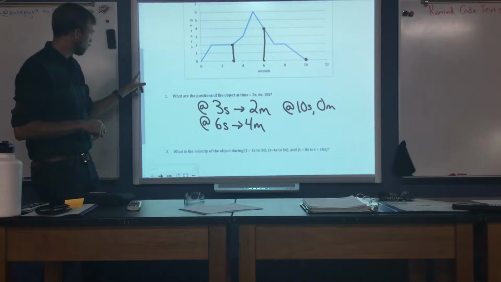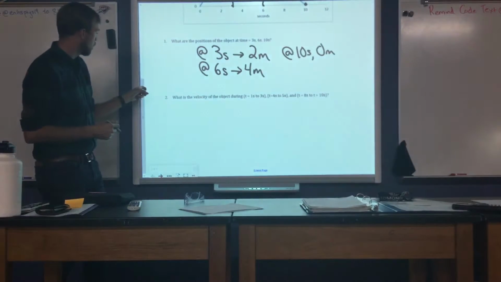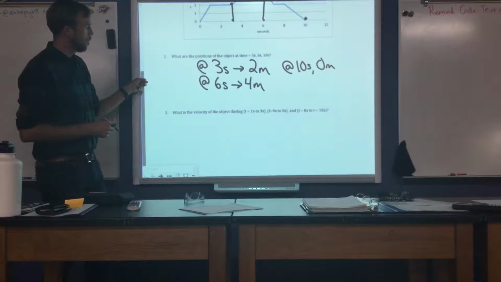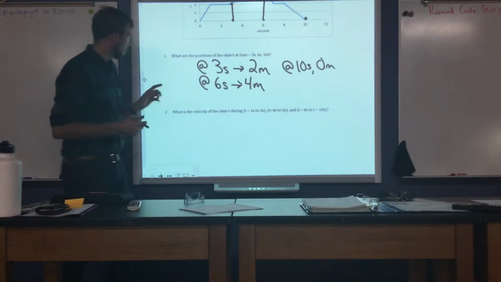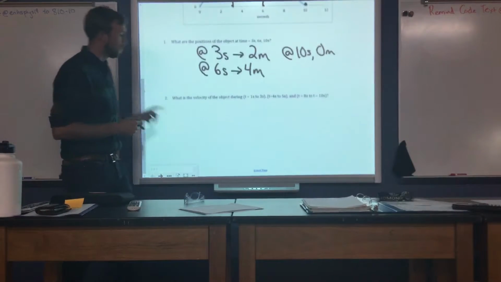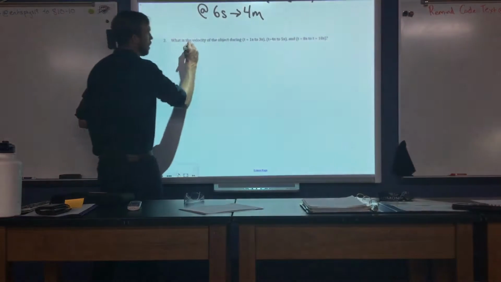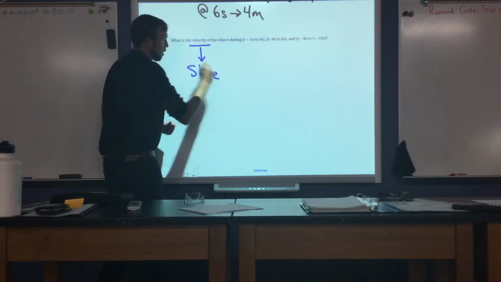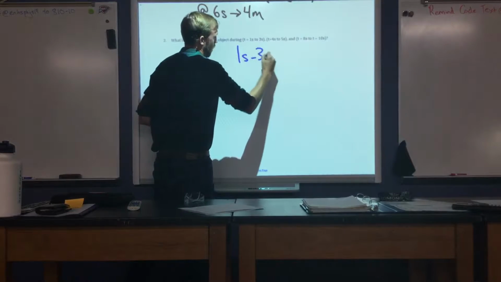Next, question 2 says, what is the velocity of the object during 3 different time intervals? 1 to 3 seconds, 4 to 5 seconds, and 8 to 10 seconds. So what we want to find is the velocity, which should trigger in our minds: we can't find that directly, but because we have a position versus time graph, we'll need to find the slope. So first we'll look at 1 second to 3 seconds.